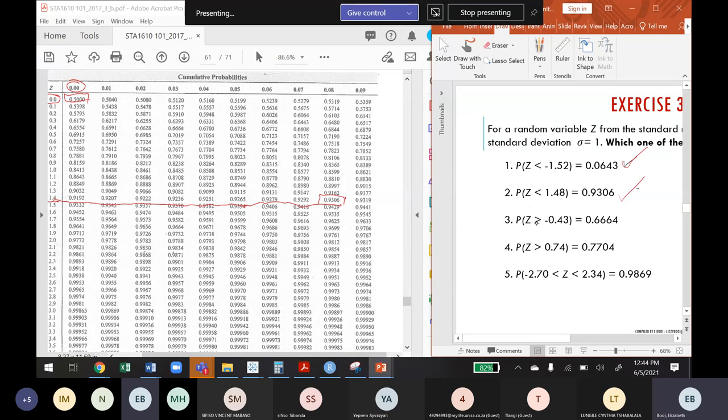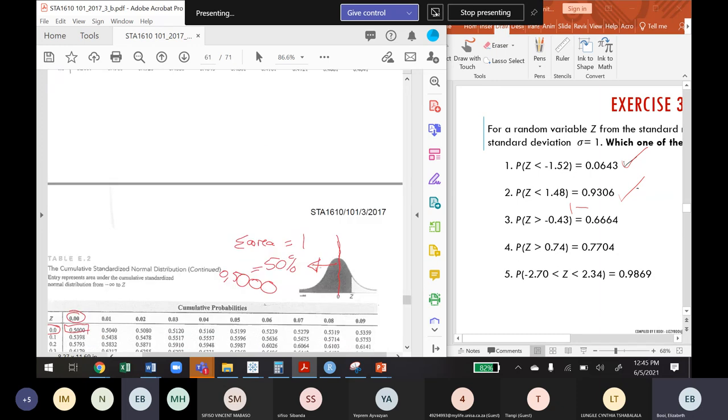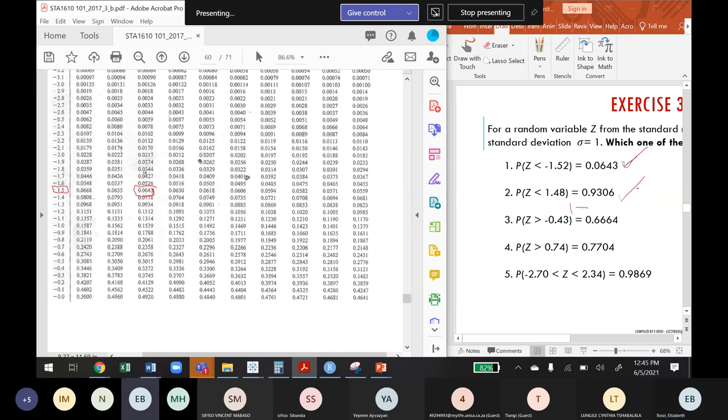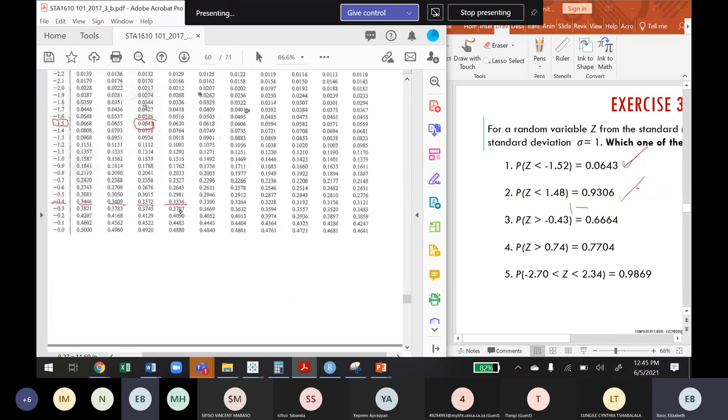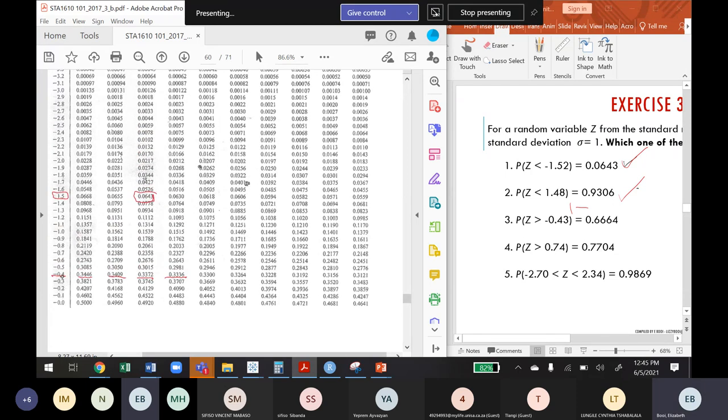Then the next one says we need to find the probability of Z greater than minus 0.43. So here we first need to do 1 minus the value we will find on the table. We go to the negative side since we're looking for the negative side, and we're looking for 0.4. If I count, this is 0, 1, 2, 3, we should be there. So that column, 0.43, so the 3 is in that column. We find 0.3336. So we need to subtract 1 minus 0.3336, and that should give us 0.6646. Correct?